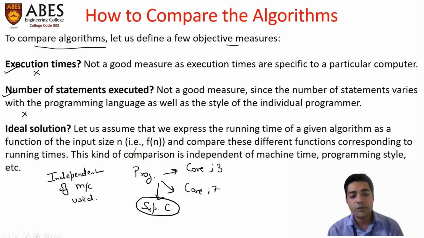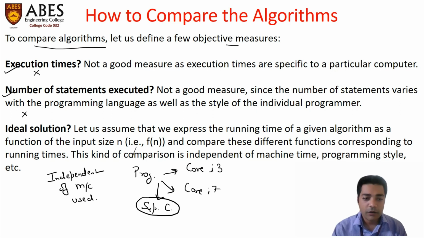It should be independent of the machine used, because there can be different machines. Somebody may be using a Pentium 4 computer, somebody may be using a Core i3 or i7, somebody is using it on his mobile. So we need some way so that it is unanimous. It should be clear what the running time is, or in how much time it is going to run, independent of the machine.